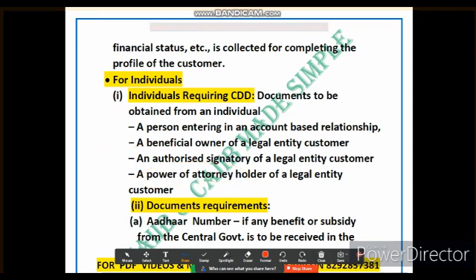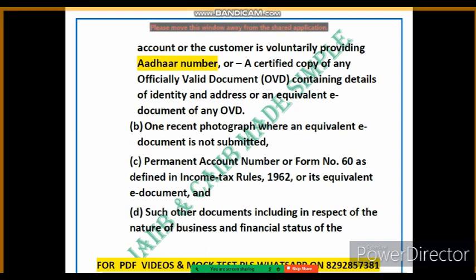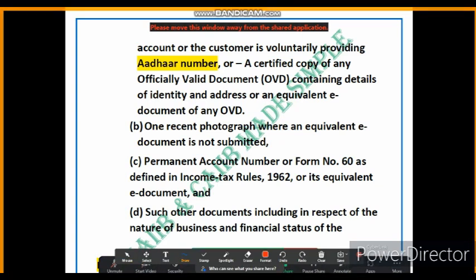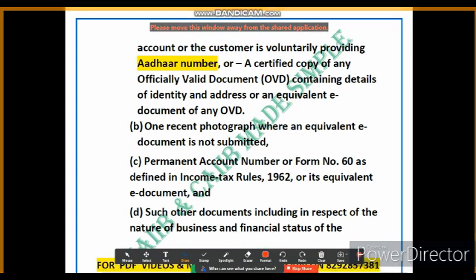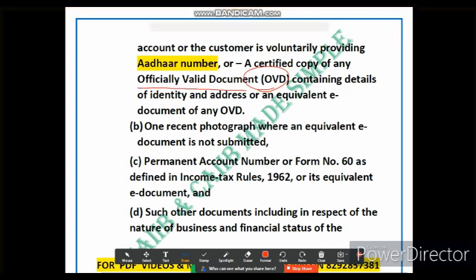Let's discuss the other documents which are required. Aadhaar number we have discussed. While conducting customer due diligence for an individual, the required documents may include the customer's Aadhaar number if they are receiving any benefit or subsidies from the central government. The next point is, suppose an individual does not have an Aadhaar number and is not receiving any government subsidy, what in that case? They can provide a certified copy of an OVD. You know what is the meaning of OVD? That is an officially valid document.